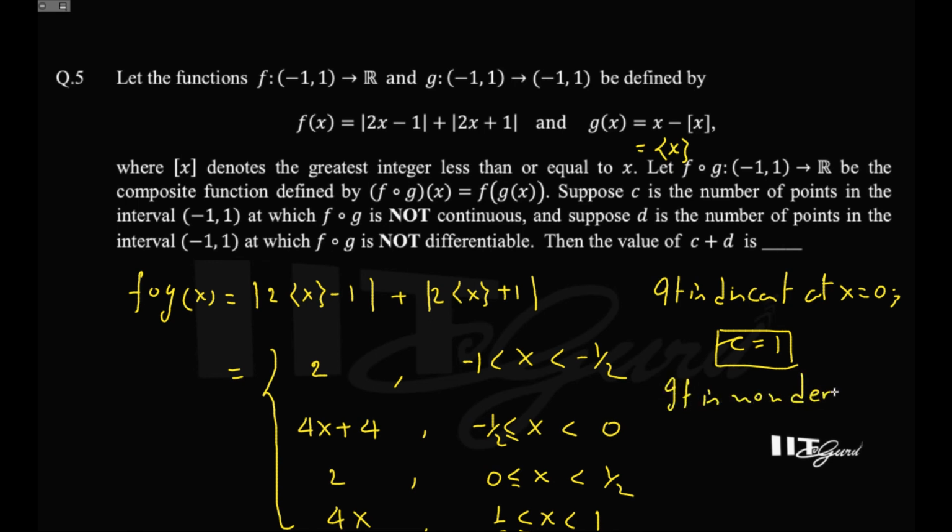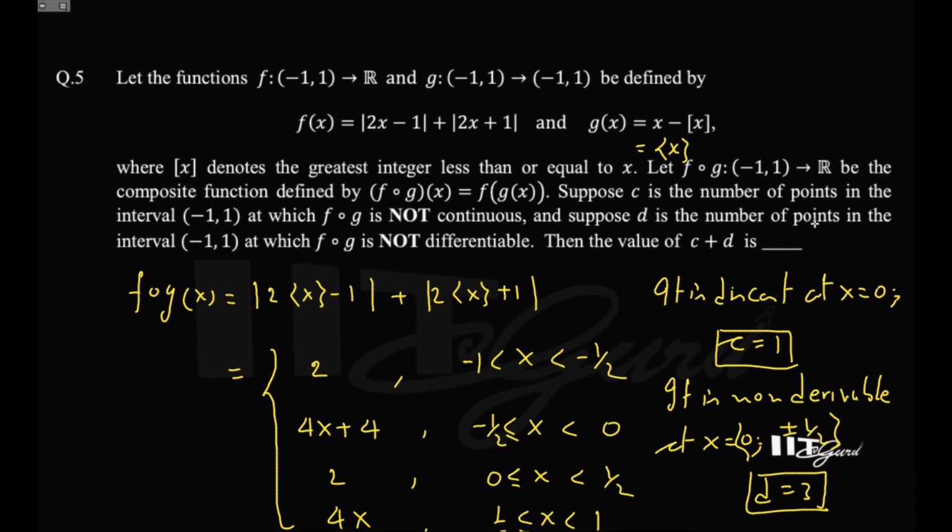And where it is non-derivable: as it is discontinuous, it is not derivable at x equal to 0 also. And at plus minus 1 by 2, if you check the derivative, the slope on one side is 4 and on the other side the slope will be 0. So 0 and plus minus 1 by 2. Total 3 points are there. So D will be 3.